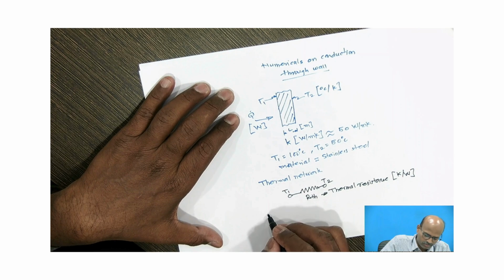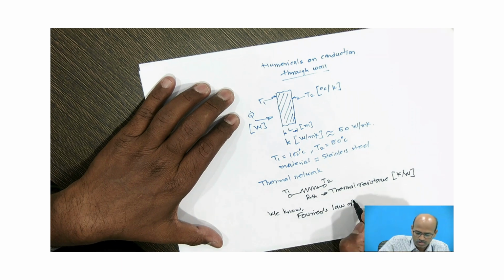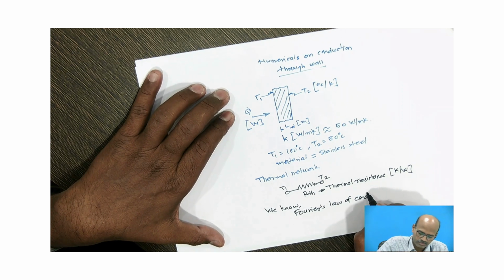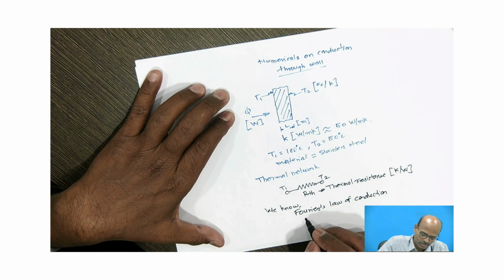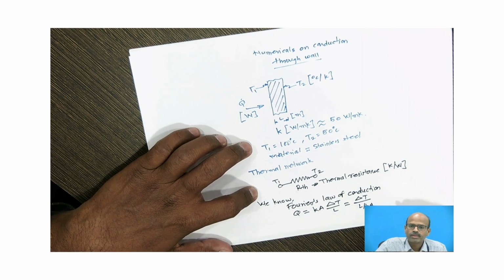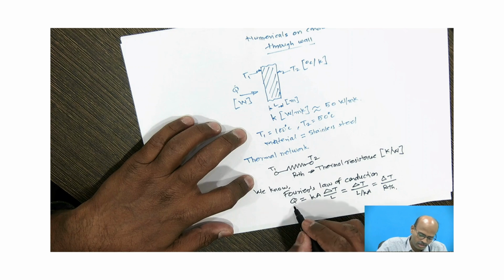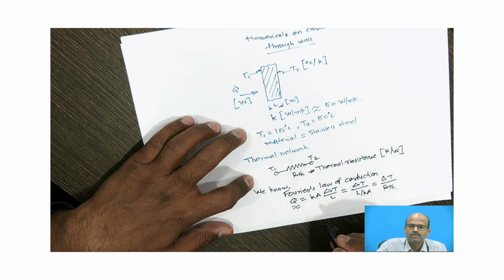So we know Fourier's law of conduction, that is Q is equal to kA delta T by L, which can be written as delta T divided by L by kA, which is also equal to delta T by R thermal. Now here they have asked us to find out the conductive heat transfer rate.